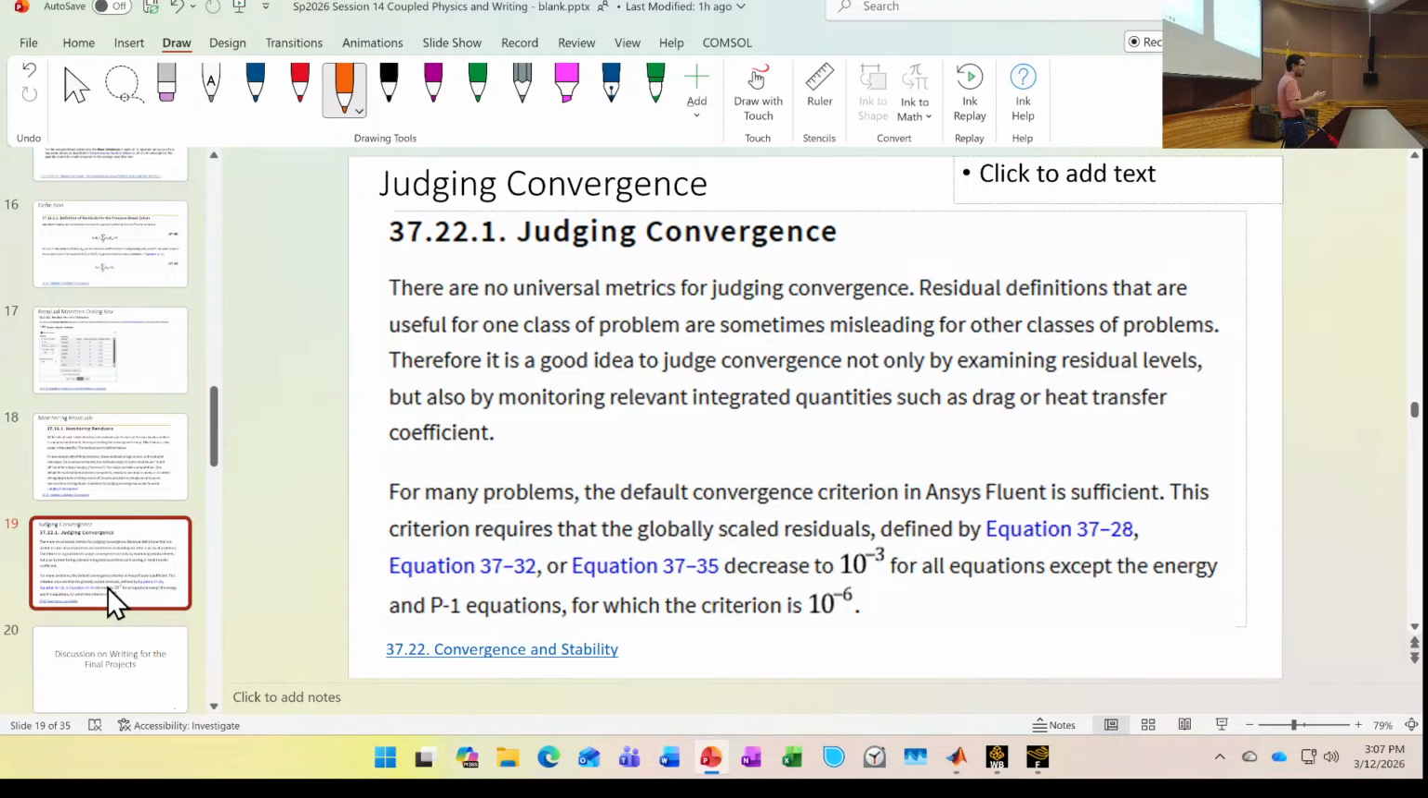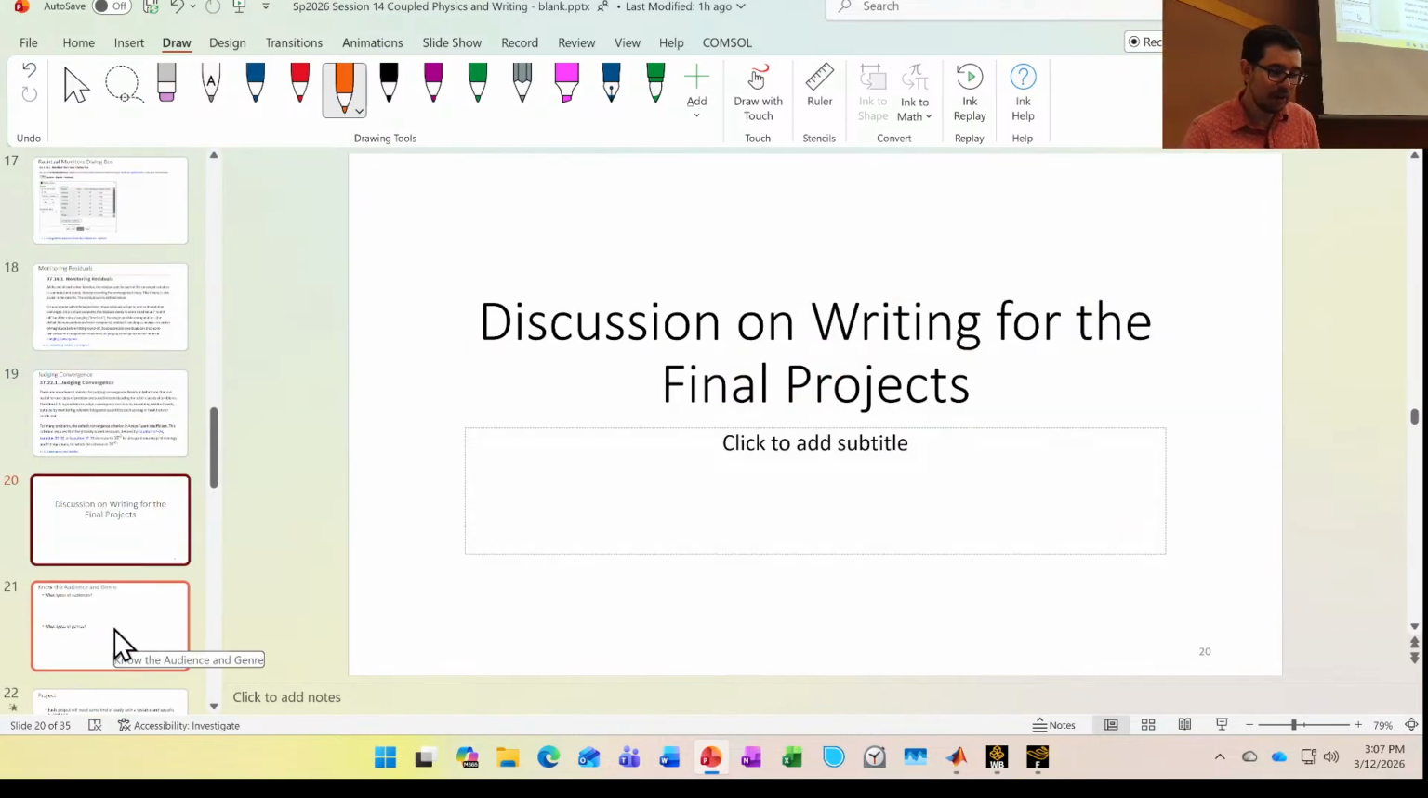Okay, so, right, you don't just look at these residuals, we are going to be looking at convergence of our specified quantity of interest. Okay? And there are no universal metrics. So there's a little bit of art to this and a little bit of experience. Okay, so that's what I wanted to say about residuals.